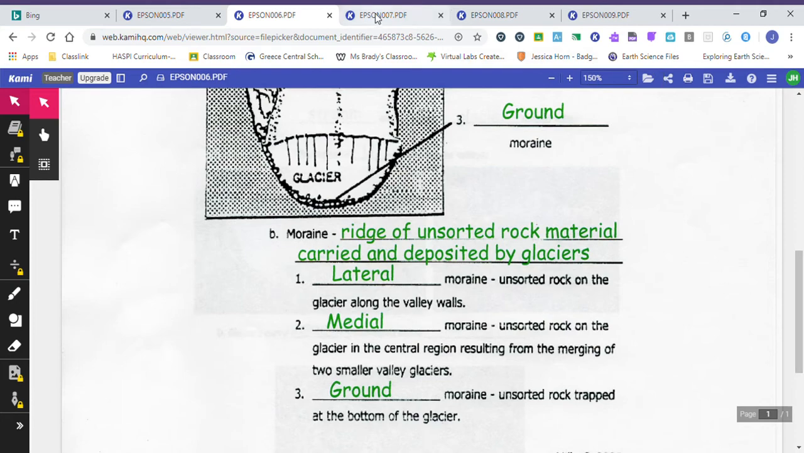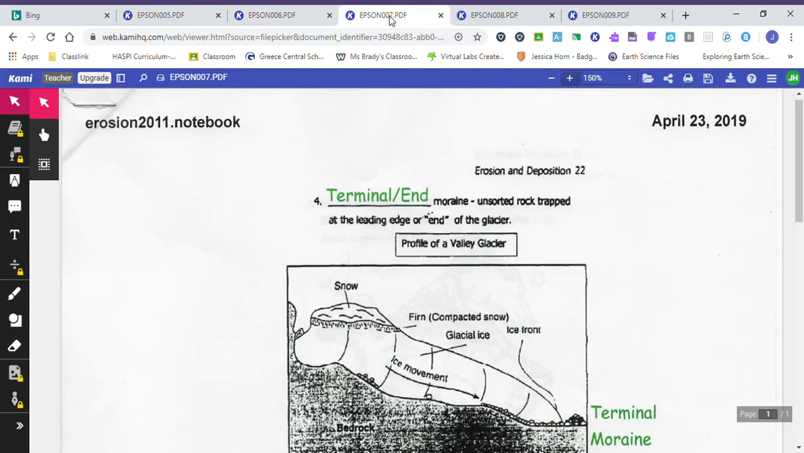Okay, let's flip over to the next page. We also have another kind of moraine. It's called terminal moraine or end moraine, and this is rock that's trapped up in the front. The leading edge of the glacier is going to have what's called terminal moraine.